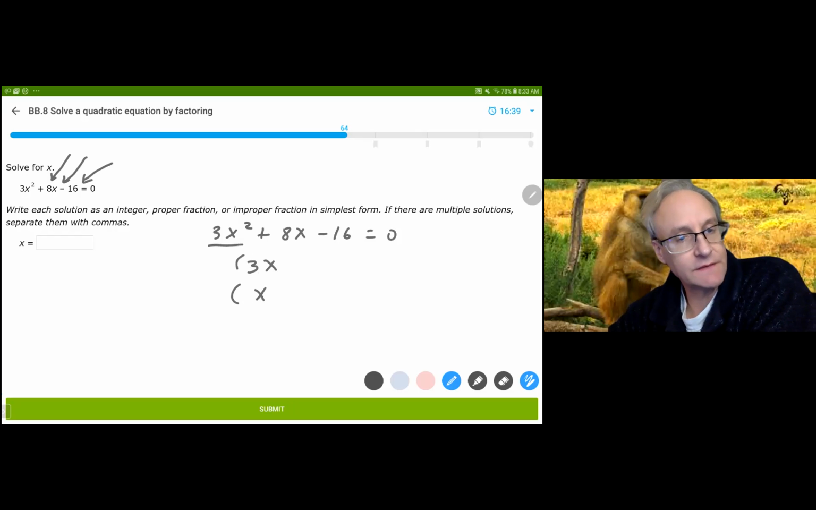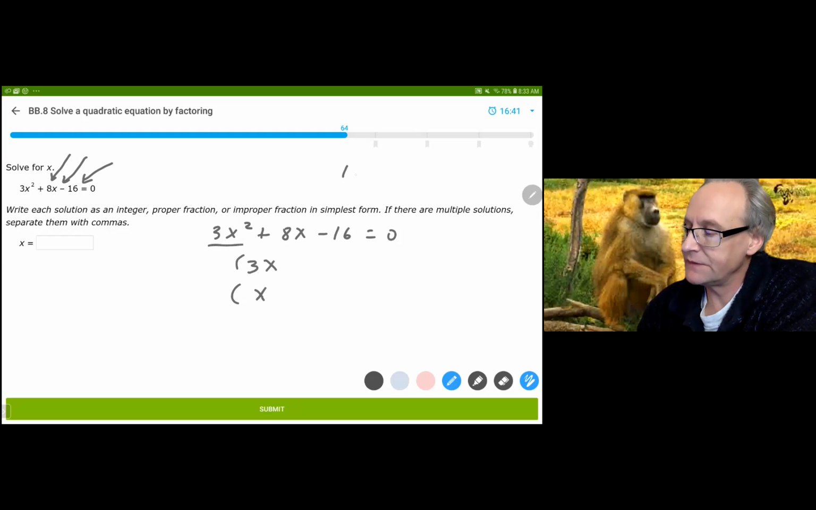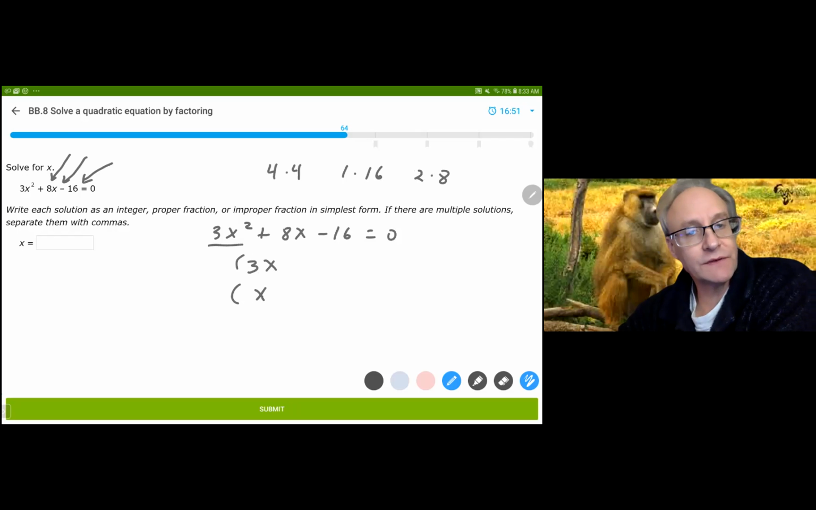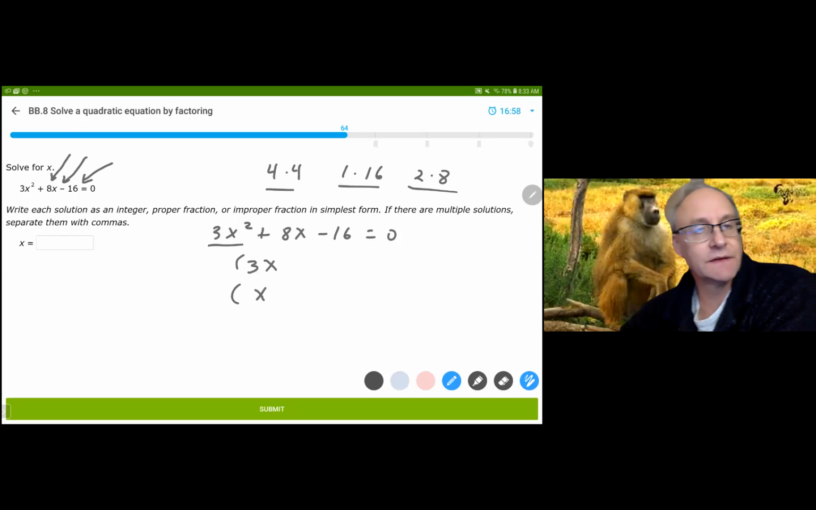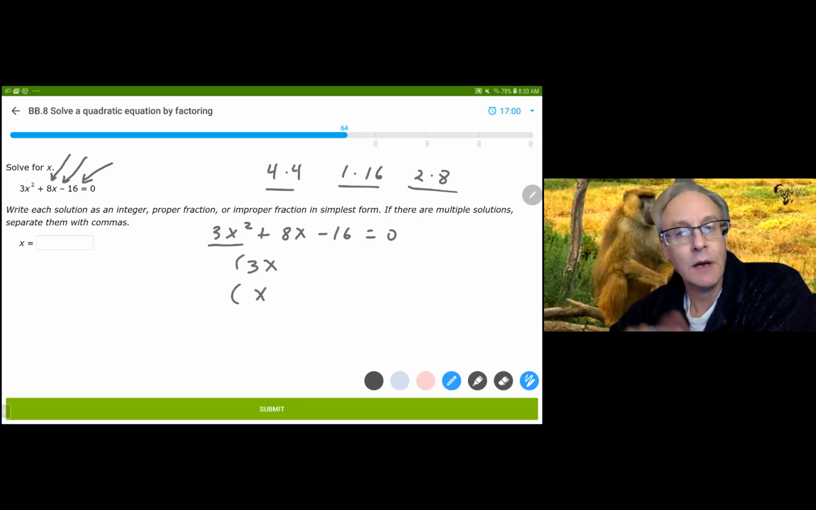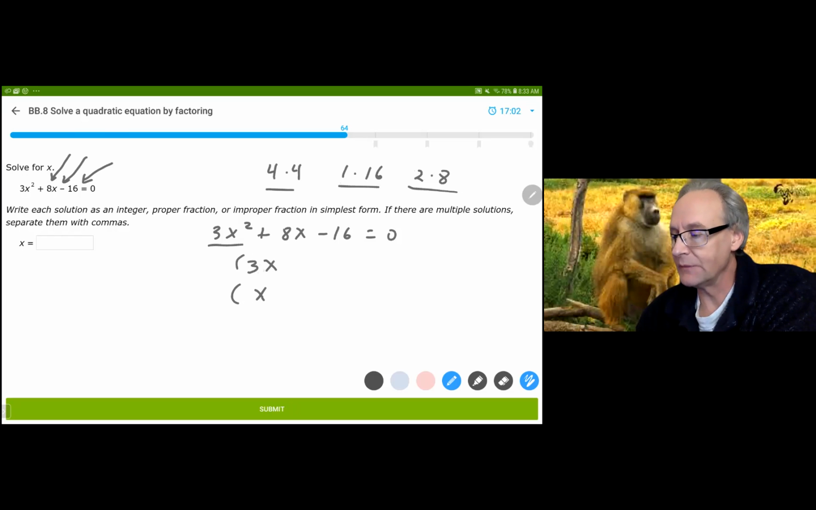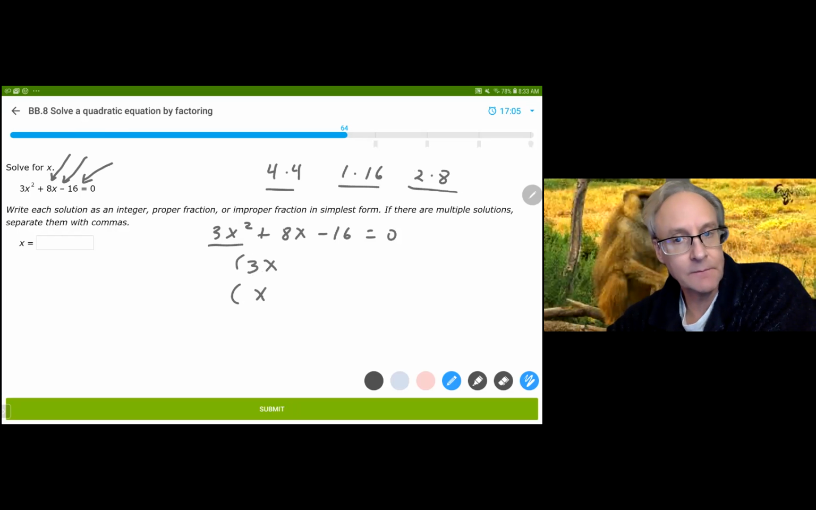Now there's lots of ways of getting 16. I could multiply 1 times 16, I could multiply 2 times 8, or I could multiply 4 times 4. Now remember, the difference needs to be 8. And a lot of students are going to look at this and say, well, the difference of this is 0, the difference of this is 15, the difference of this is 6, so it's not factorable. But what they're forgetting is that one of them is going to get multiplied by that 3. So you need to remember that the difference is going to be 8 after you multiply by 3.